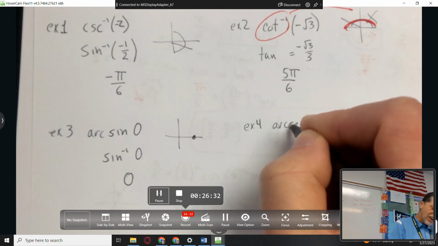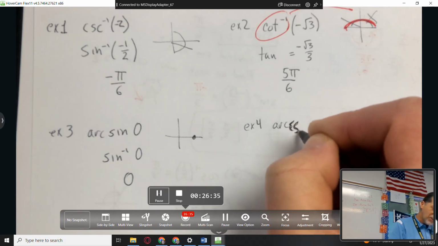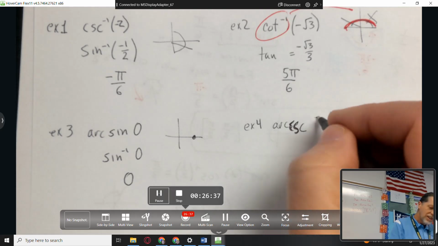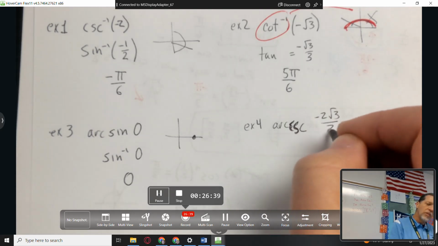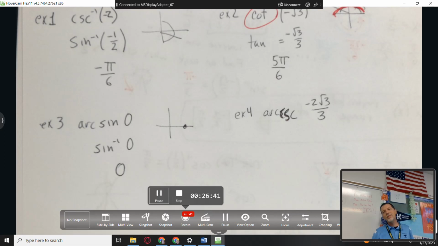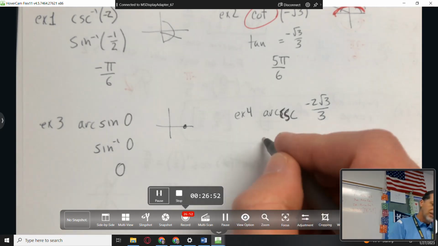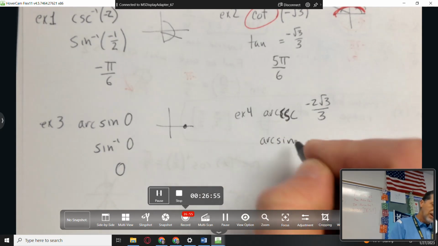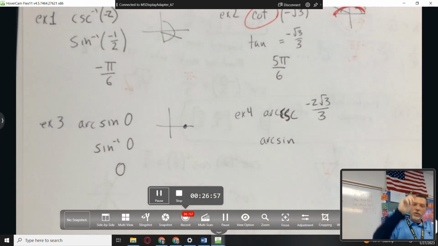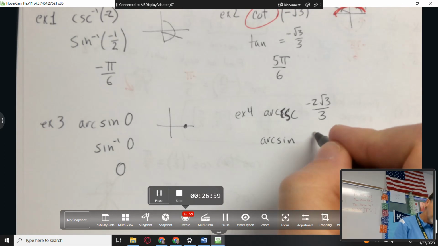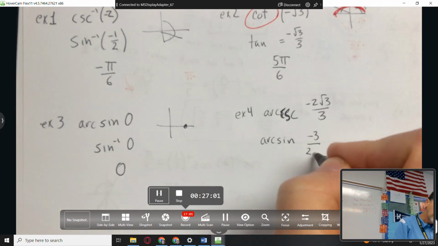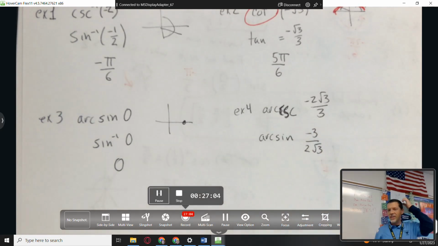Arc cosecant of negative root 3 over 3. That's kind of as bad as it can get, because my handwriting's bad. It's cosecant. It's negative. Who is cosecant partners with? Sine. And sine and cosecant are reciprocal friends. So we'll flip that over. Except that doesn't look like a unit circle value now.